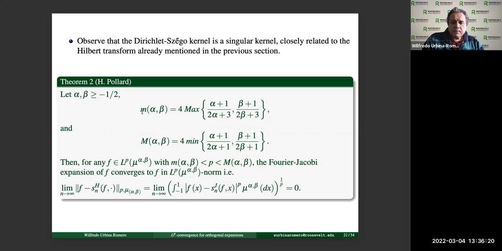And different from what we have for Fourier series, which is that p was between 1 and infinity, here we have p between this maximum and this minimum. He is able to prove that the partial sum converges in L^p when p is in that range. Okay?